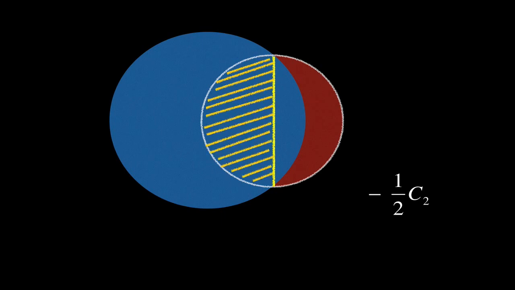We need to get rid of as much of the red circle as possible, right? So we're subtracting the part that's being covered up by blue. So the first part's easy. We can subtract half of circle 2. Actually, I think that's circle 1. I messed that up. This should be circle 1. We're going to subtract half of circle 1.